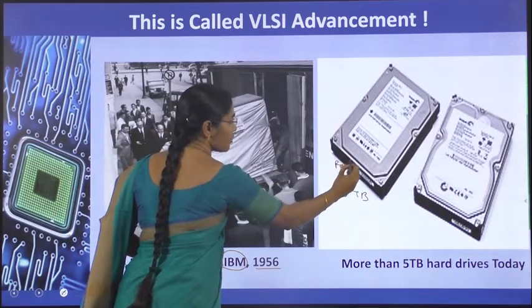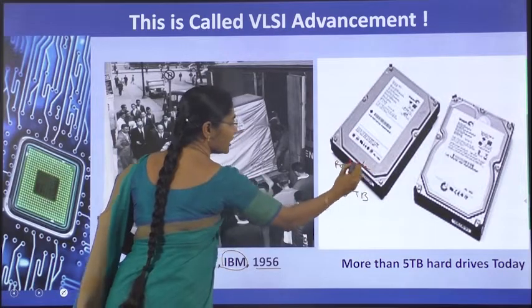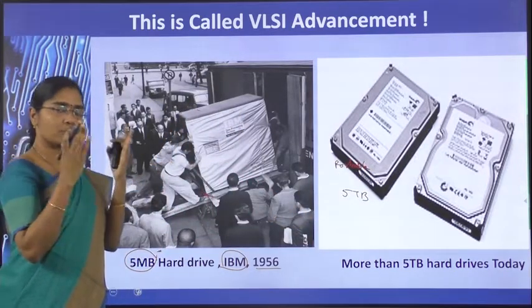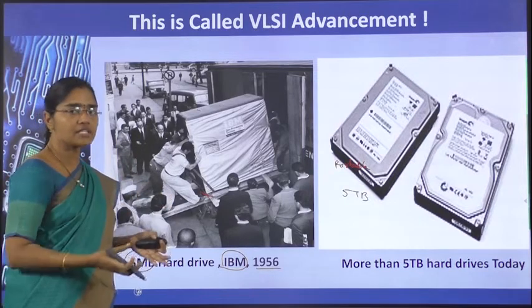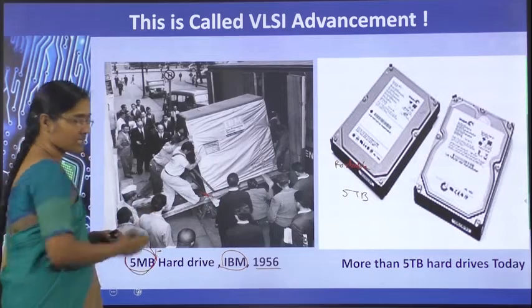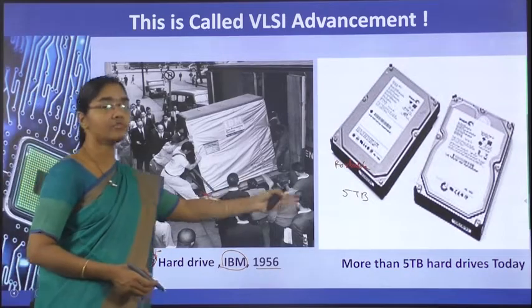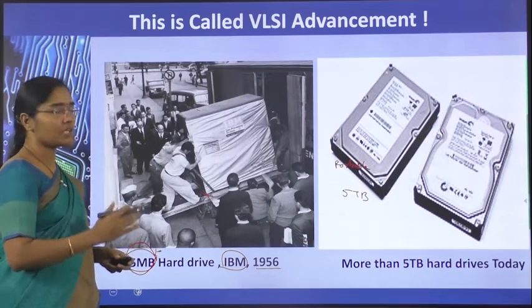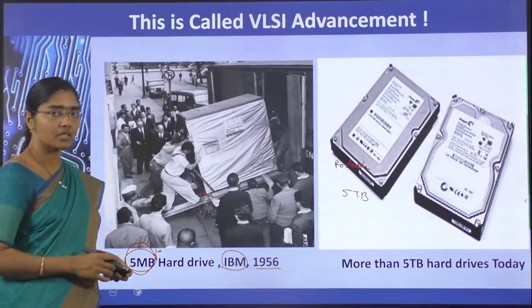This is a portable hard disk. So within the portable size, portable nature and small size, compare the memory capacities. It is 5 MB versus 5 TB, terabytes of memory. So this happened because of the VLSI advancement only.